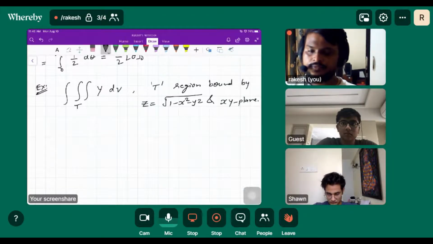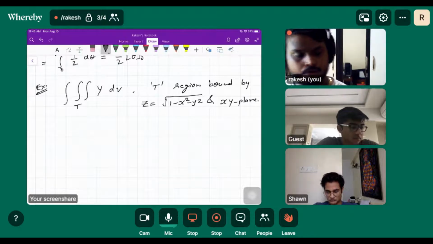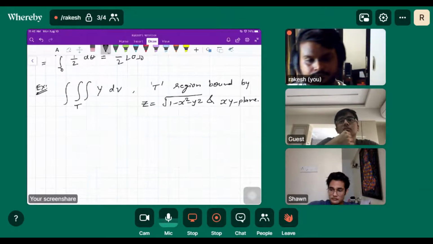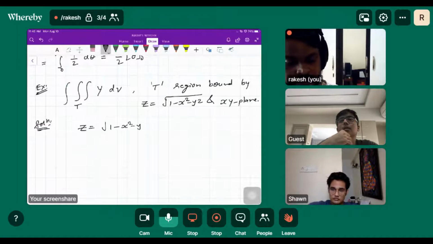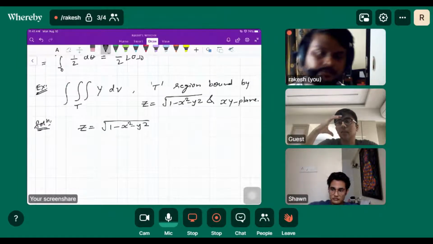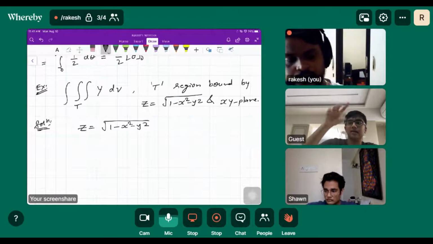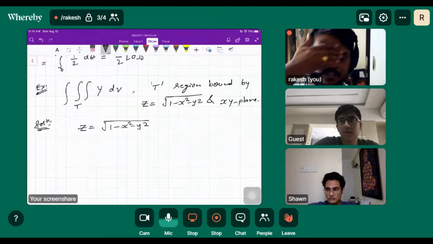So in this question, the region is z equal to root of 1 minus x square minus y square. What is that? A bullet shape? I think we'll get a bullet shape. A sphere, no, if you square that. Yeah, the positive part, you are saying it might be.